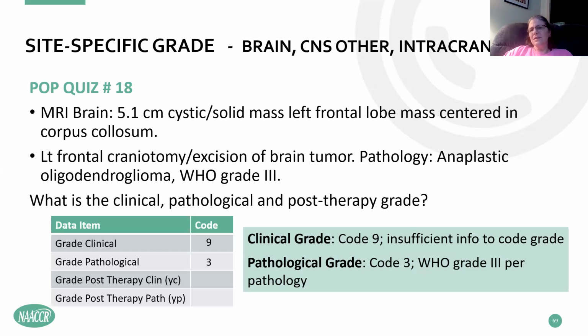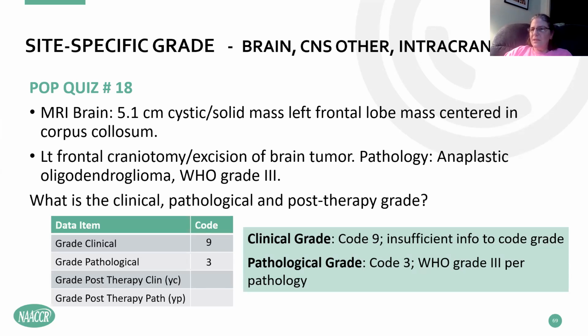Now, during our clinical workup here, we don't know what we're dealing with. We just know there's a cystic solid mass in the brain. We have no idea if it's benign. We have no idea if it's malignant. We don't know anything about it. So during the clinical time frame, we have no grade because we don't know what we're dealing with.